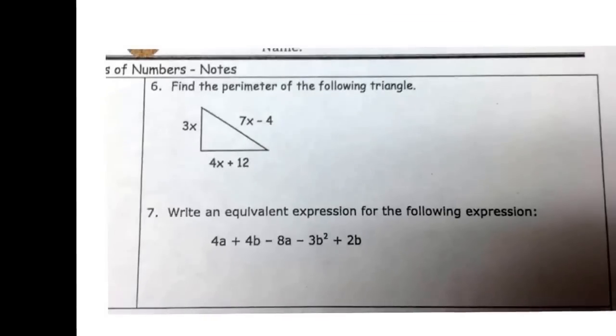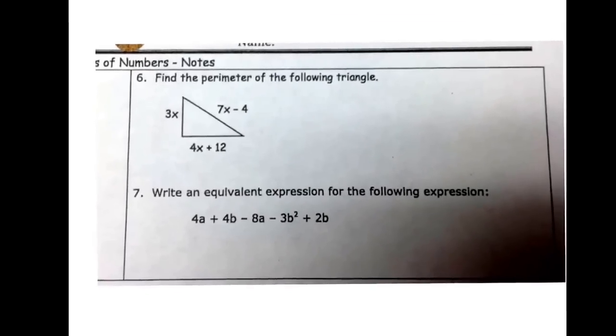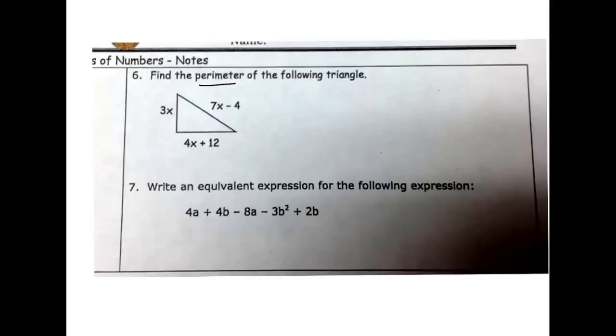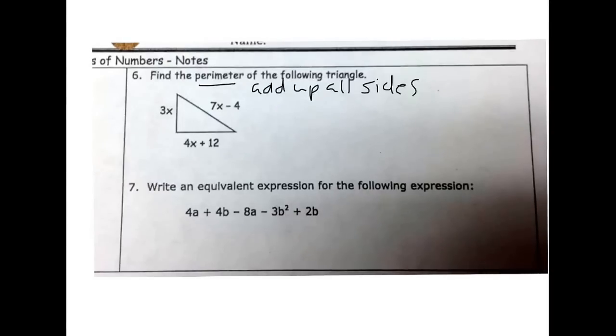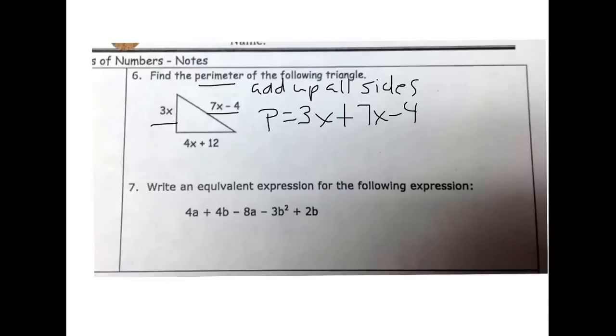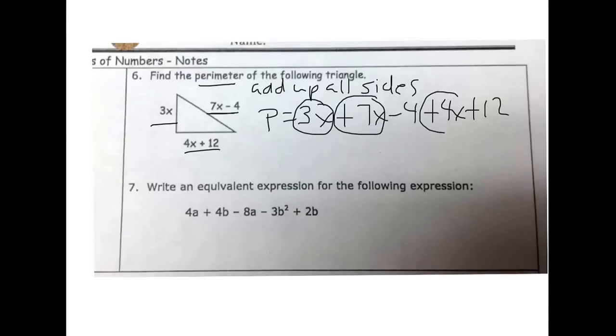Number 6 here is an application problem of what we were just learning. Perimeter means add up all the sides. So the perimeter would equal 3x, which is this side, plus 7x minus 4, which is that side, plus 4x plus 12. Then we're going to combine like terms. 3x plus 7 more x's plus 4x.